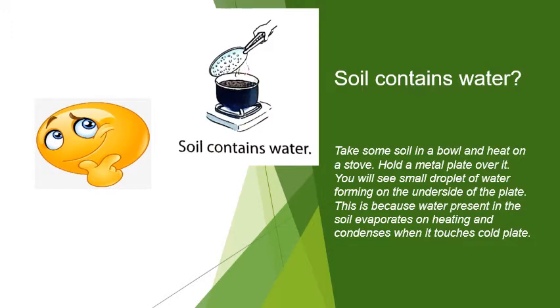Does the soil contain water? For this, we take some soil in a bowl and heat it on a stove. Hold a metal plate over it. You will see small droplets of water forming on the underside of the plate. This is because water present in the soil evaporates on heating and condenses when it touches the cold plate.